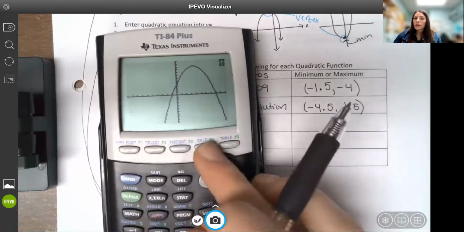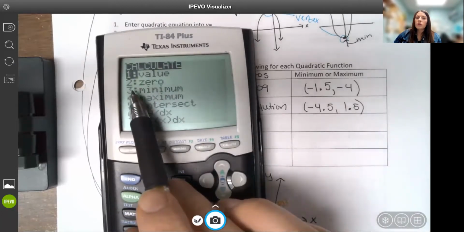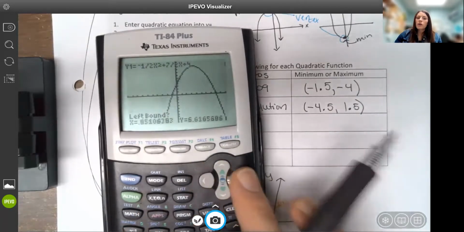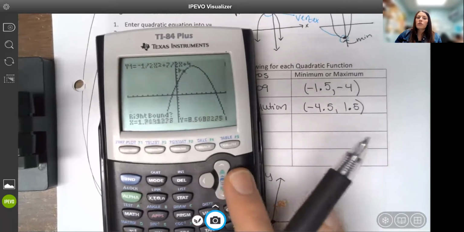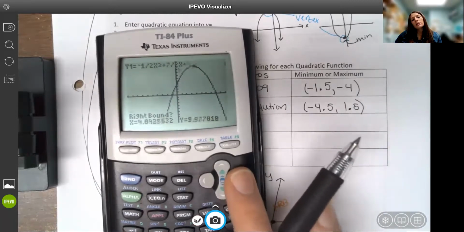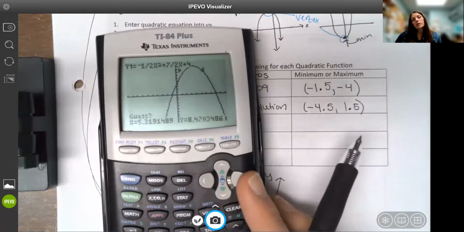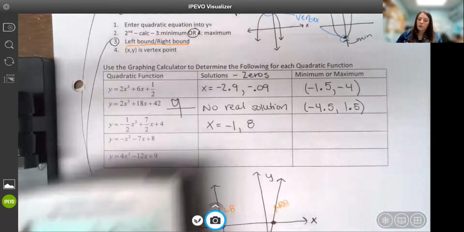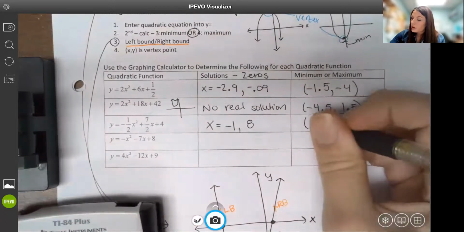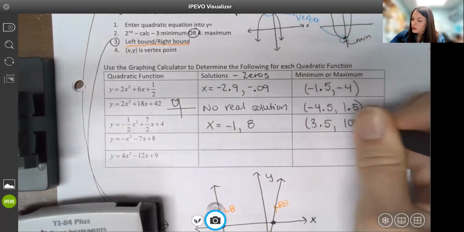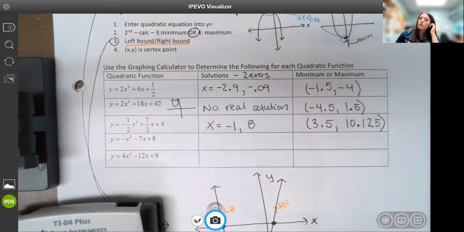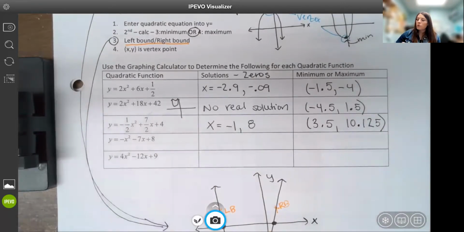So now when I go second calc, I don't want option 3 because it's not a minimum this time, it's a maximum. I want option 4. It'll ask me the same question, so left bound, enter. Go to the right side of that vertex, hit enter again. And there's my vertex point. Rounding, 3.5, 10.125.